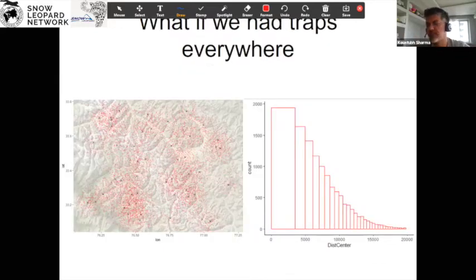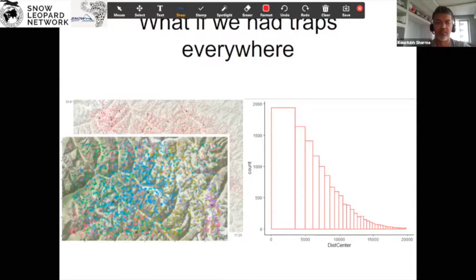Now, just to give you a slightly better understanding of what really is happening here, what if we had traps everywhere? Every meter of this entire 8,000 square kilometer area was studded with camera traps.